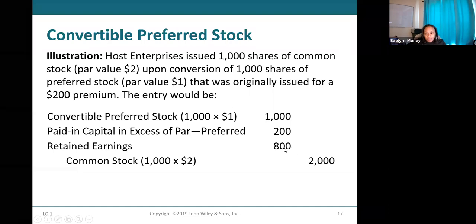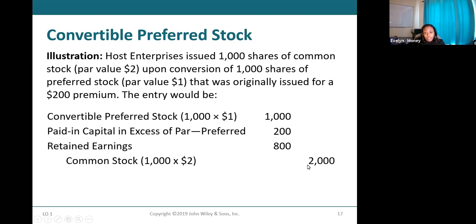But my entry doesn't balance because the book value of that preferred stock was less than the book value of my common stock. So to make my entry balance, I need to debit retained earnings. And in the other situation, when we were looking at debt and common stock, things were reversed. The book value of that common stock, we needed to pick in excess of par in order to make our entry balance here.